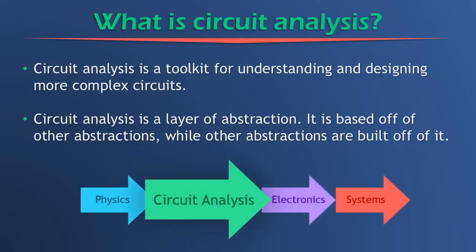So you start off in physics, and you learn about the electrons and protons and all the small, low-level things. And then you move on to circuit analysis and learn how that works. And then you move on to electronics, which is based off of circuit analysis. And then you can move on to electronic systems, which is based off electronics. So in order to be successful in each area, you first need to understand the area that precedes it, the layer of abstraction before it. Alright? Cool.